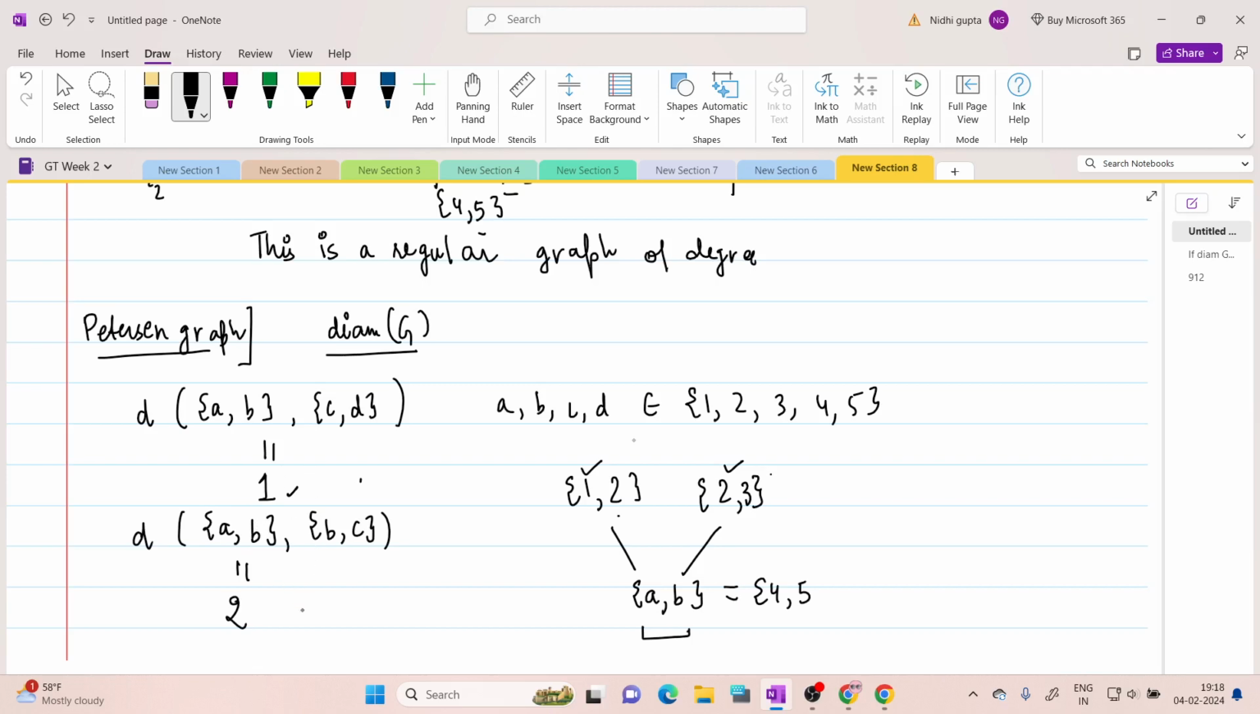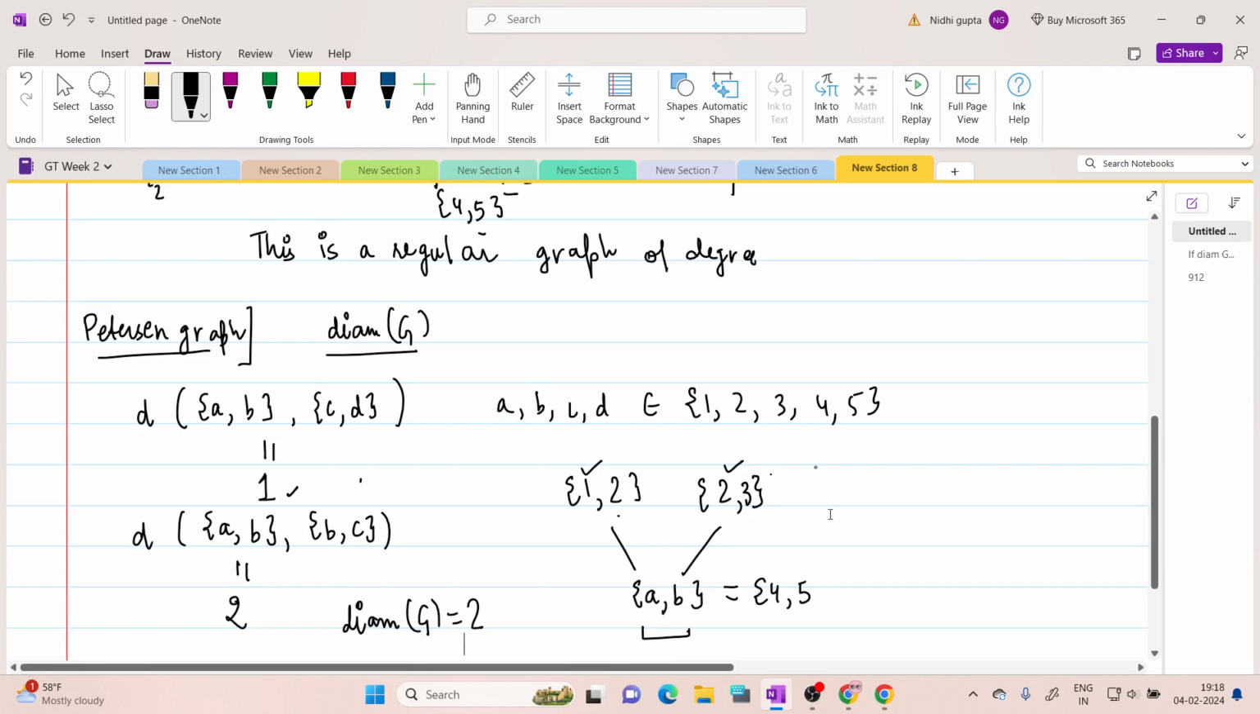So what is the diameter then? In this case it is 2, because the shortest distance is either 1 or 2. So we see that the diameter of G is 2.